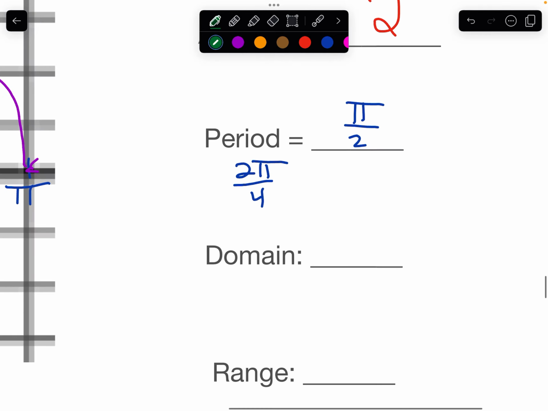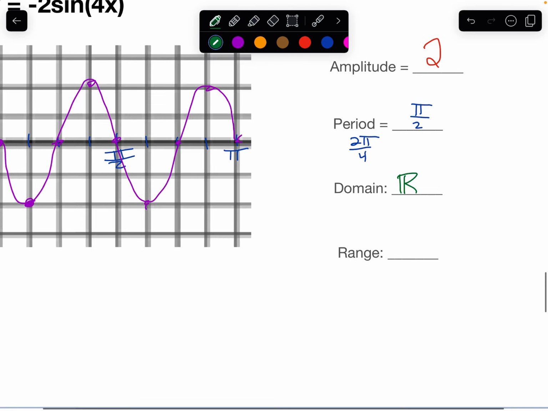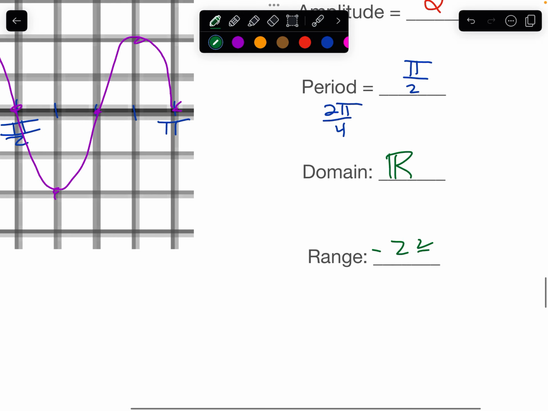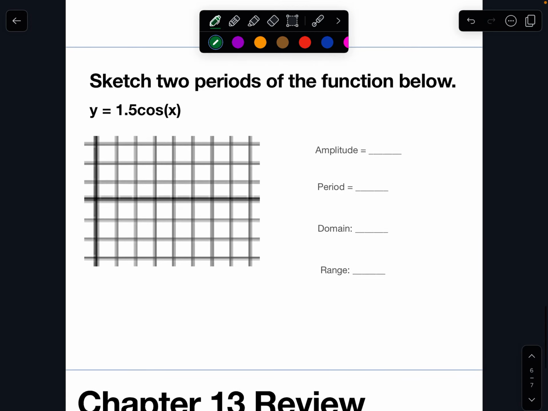The domain, although we only graph 2 periods, really this function would continue to the right and left forever. So our domain is all real numbers. Our range is not all real numbers. Our lowest y value is negative 2, and our highest y value is positive 2. Got to label your x-axis scale. What I've done in blue there, that's how we understand how the period changes with that b value multiplied on the inside. One final example here with cosine.